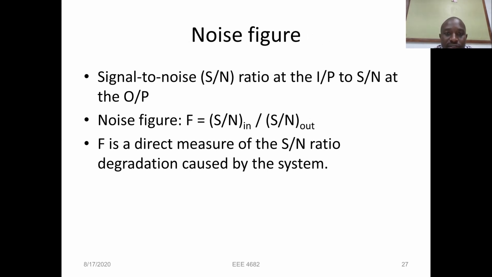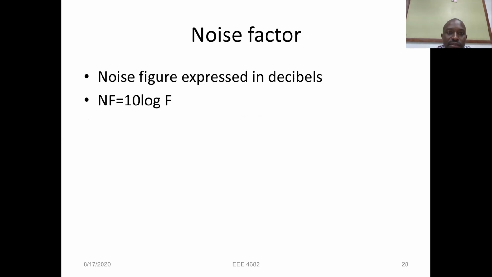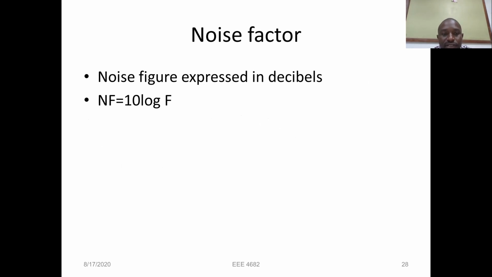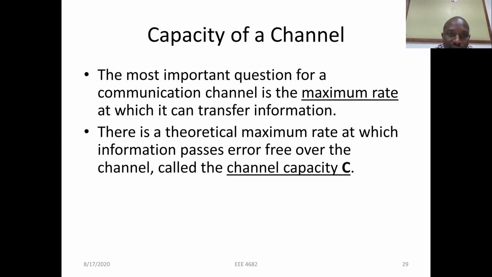Then the noise figure, denoted by the letter F, is the ratio of the signal to noise ratio at the input to the signal to noise ratio at the output. F is a direct measure of the signal to noise ratio degradation caused by the system. Related to the noise figure is the noise factor, which is basically the noise figure expressed in decibels, simply 10 log F.